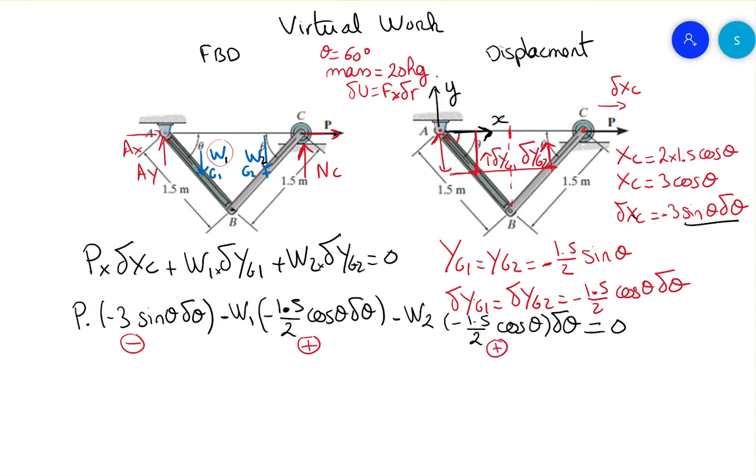What is important is that they are in opposite directions, because P and delta x_C are going the same direction, but W and yG1 and yG2 are going in the opposite direction. So for sure this one must be of the opposite sign of this one, and this one should be of the opposite sign of this one. That's a bit of a mystery sometimes with virtual work. Let me try to think one more time, but I think that's what it is.